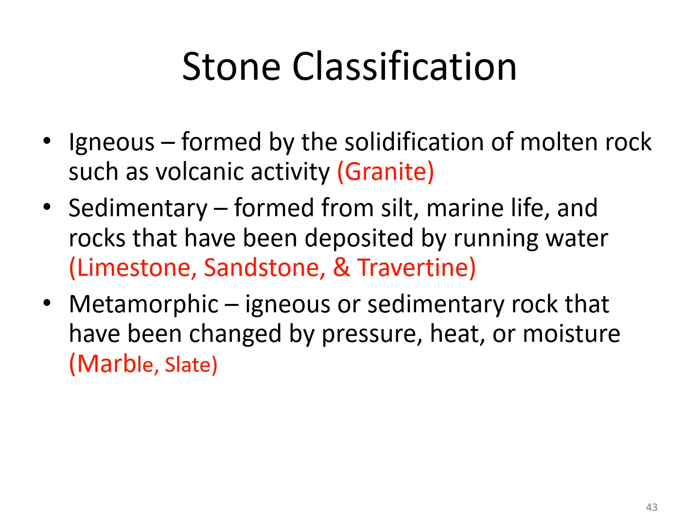Well, let's take a look at stone and the different classifications. So stone, igneous stone, is that formed by solidification of molten rocks such as volcanic activity. That's granite. Sedimentary is formed from silt and marine life and rocks that have been deposited by running water. So that's your travertine, the limestones, and sandstone. It's been compressed under the weight of water and over time turned into a rock. And the third type is metamorphic, which is an igneous or sedimentary rock that has been changed by pressure, heat, or moisture. And those are your really hard, more of the harder rocks like marble and slate.